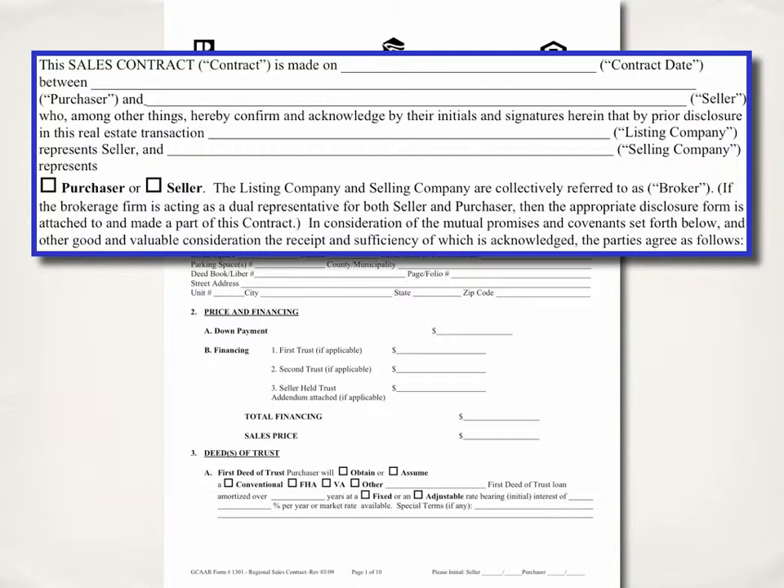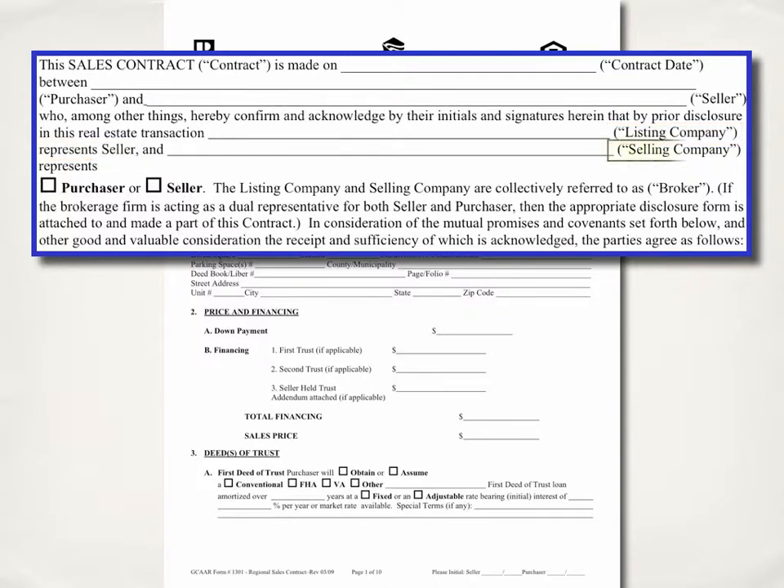Who also is important are you guys, the brokers. So first we deal with identifying who is the listing company. The listing company, that's the company that represents the seller. They always represent the seller. That's the company that put the property on the market. That's the company that put the property in the MRIS. That's the company that put out the for sale sign. That's the company that holds the open houses, and they always represent the seller.